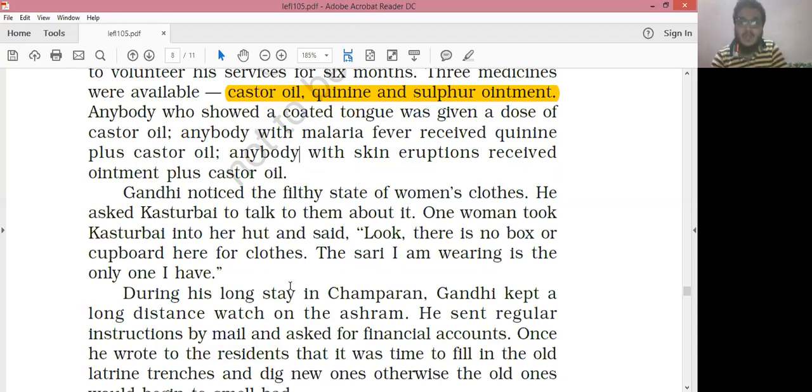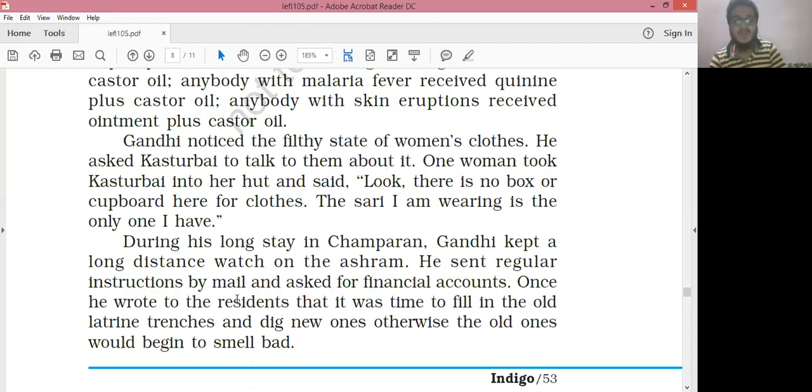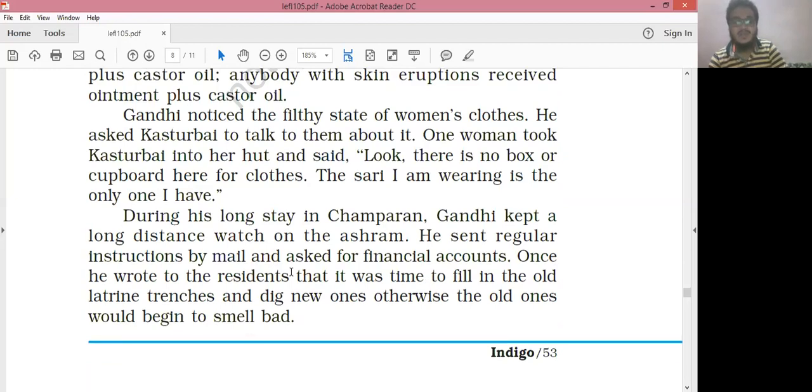During his long stay in Champaran, Gandhi kept a long distance watch on the ashram. He was in Champaran for years. He spent them, recovered, updated those areas, and went back to his own place. He sent regular instructions by mail and asked for financial accounts. Once he wrote to the residents that it was time to fill in the old latrine trench and dig a new one, otherwise the old ones would begin to smell bad.